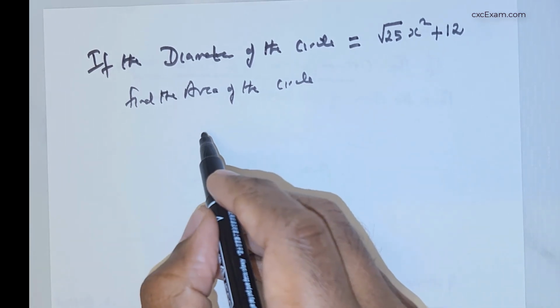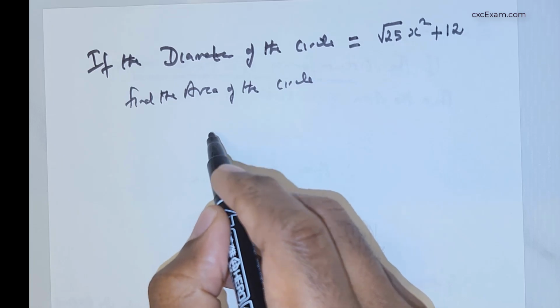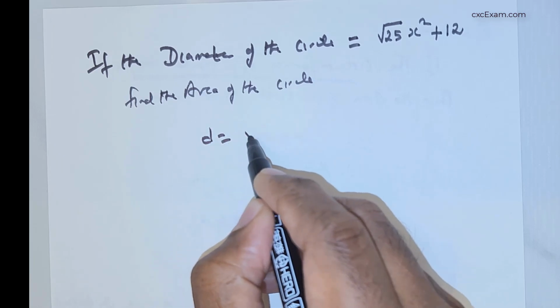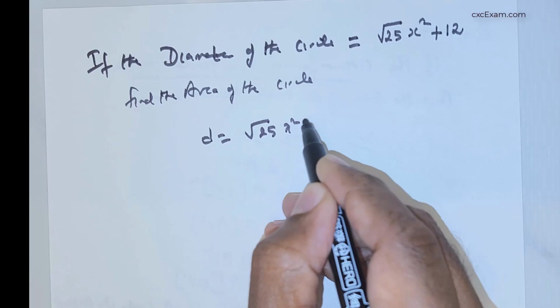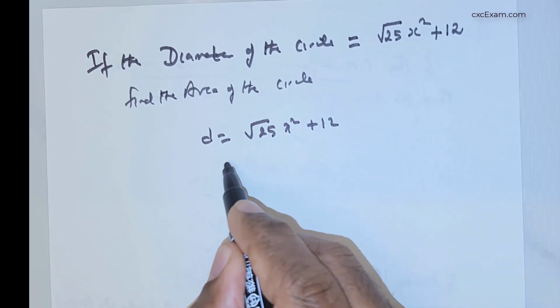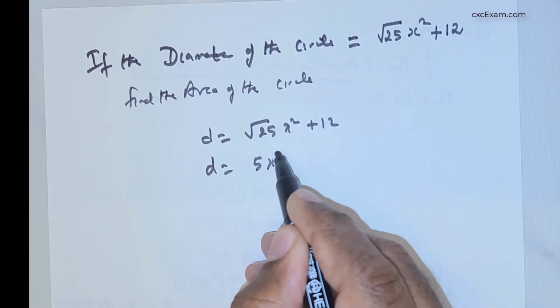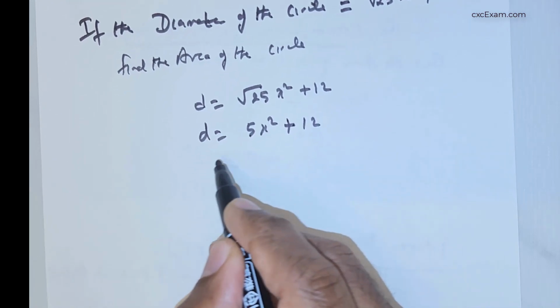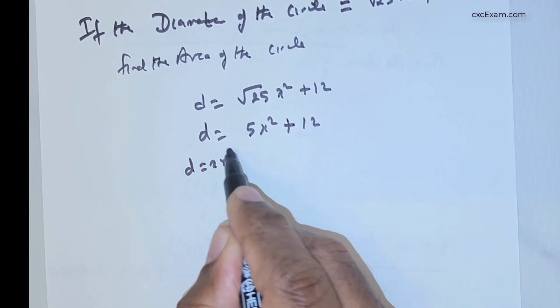Okay, I hope you all have got the correct solution. So let's see how to work this out. So diameter D is root of 25 times x squared plus 12. I can rewrite this as 5 times root of x squared plus 12. I also know D is 2 times R.